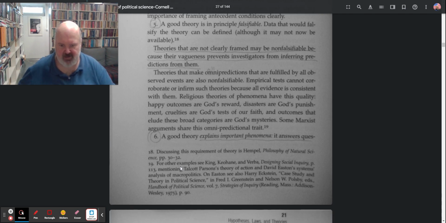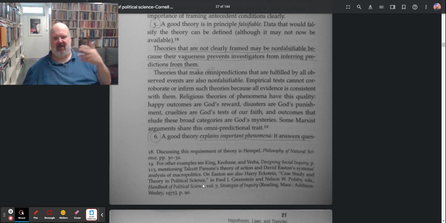Footnote 19. For example, see King, Keohane, and Verba, Designing Social Inquiry, a great book, mentioning Talcott Parsons' theory of action and David Easton's systems analysis of macropolitics. And on Easton, see Harry Eckstein. Again, this is too general. He's saying that this is a process. This is not a theory. This is not something to test.